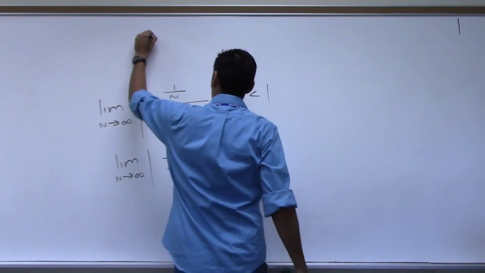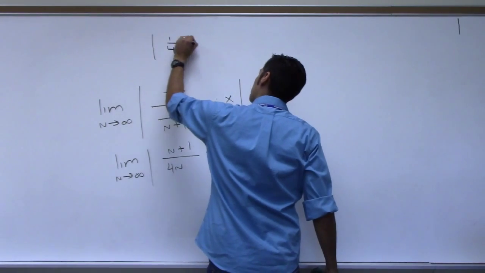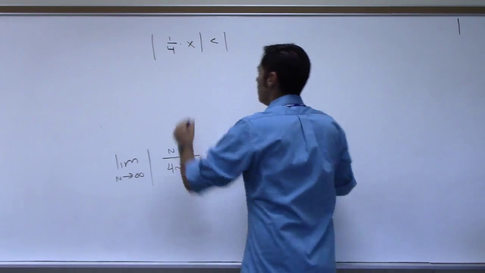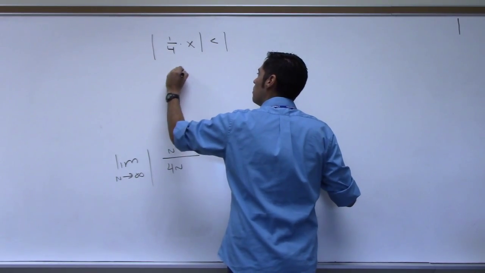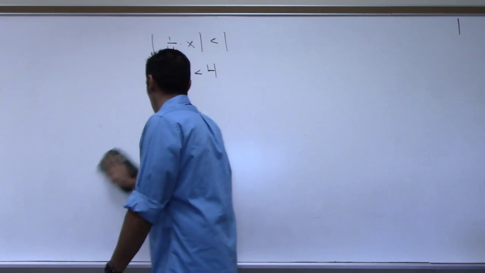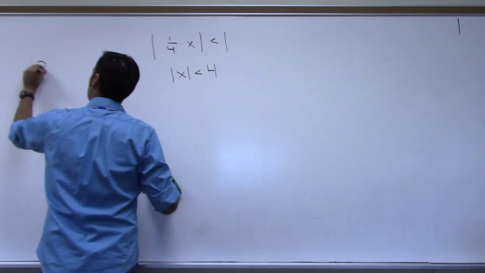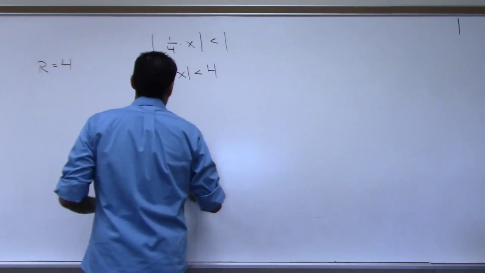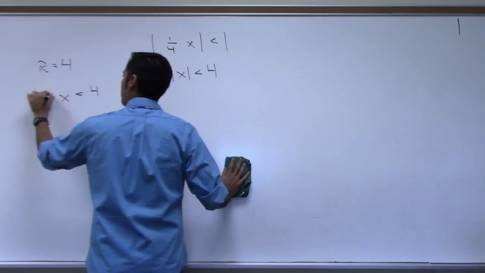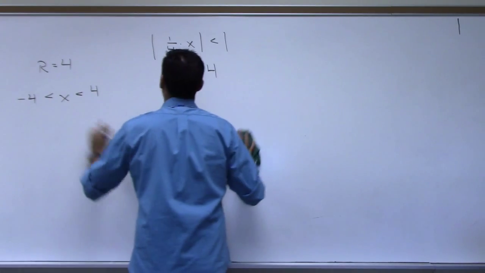So I get absolute value 1/4 times x must be less than 1. And using what we did earlier, bringing the 1/4 outside, multiplying both sides by 4, absolute value of x has to be less than 4. Therefore, my radius of convergence is 4. And I need to check my endpoints, right? So far I know this. Let's check the endpoints.